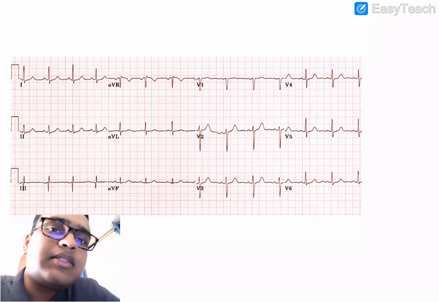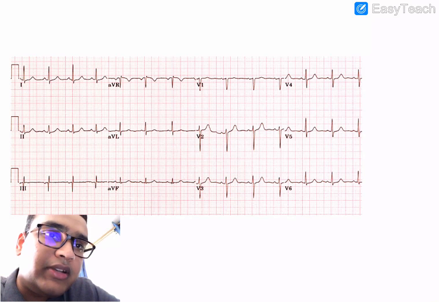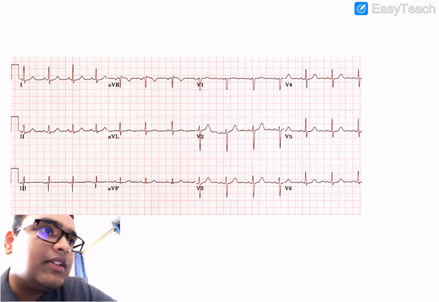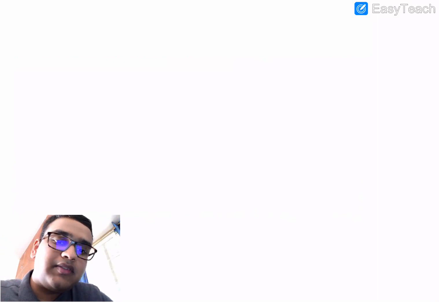The next thing is, these are the limb leads, 1, 2 and lead 3. These are the augmented leads, and these are chest leads, V1 to V6. So now we'll come to each of these in detail. We'll start with the P wave.